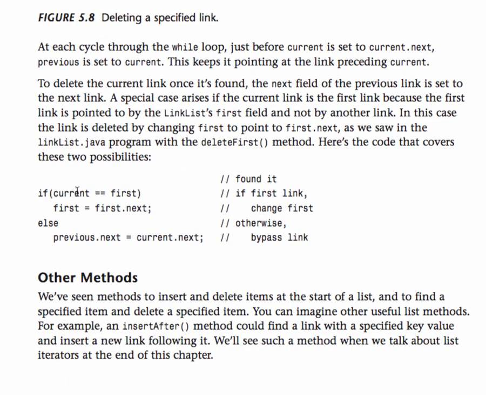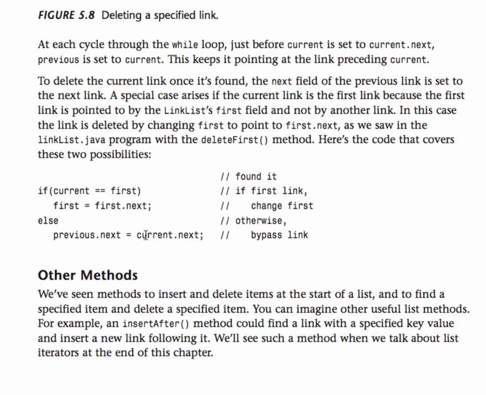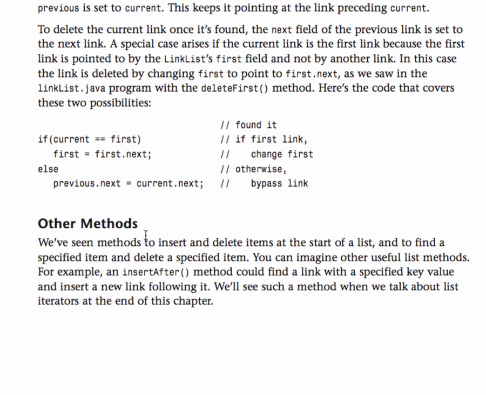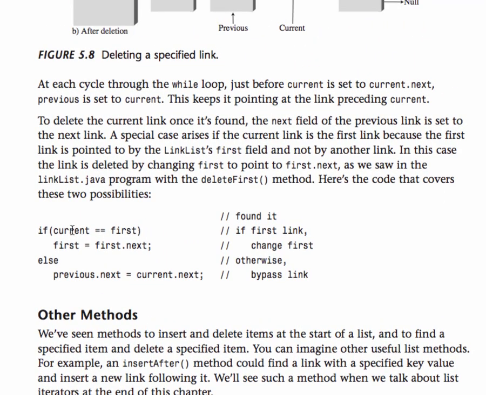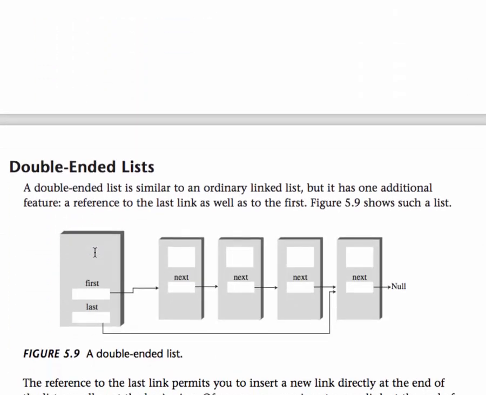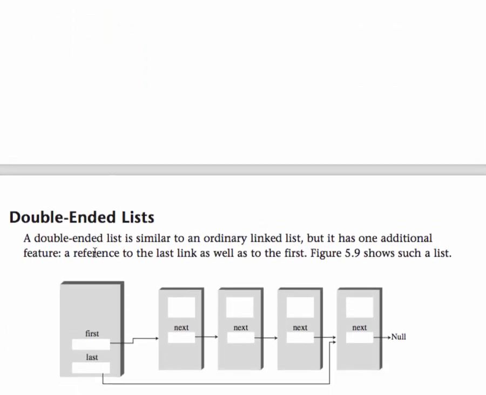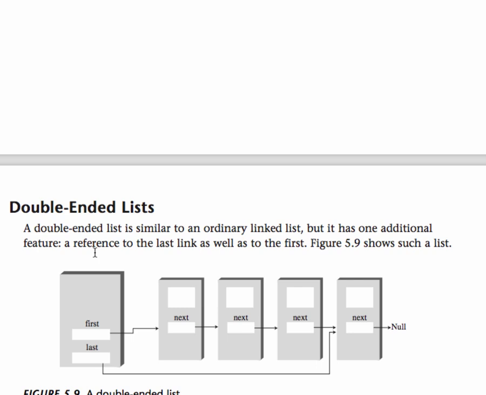Okay, so let's have a look. If current is equal to first, first is equal to first next. Otherwise, previous dot next. This is to make them move one after each other. So current is equal to first. Double-ended lists, we're not going to go into that. We're going to look at that later.